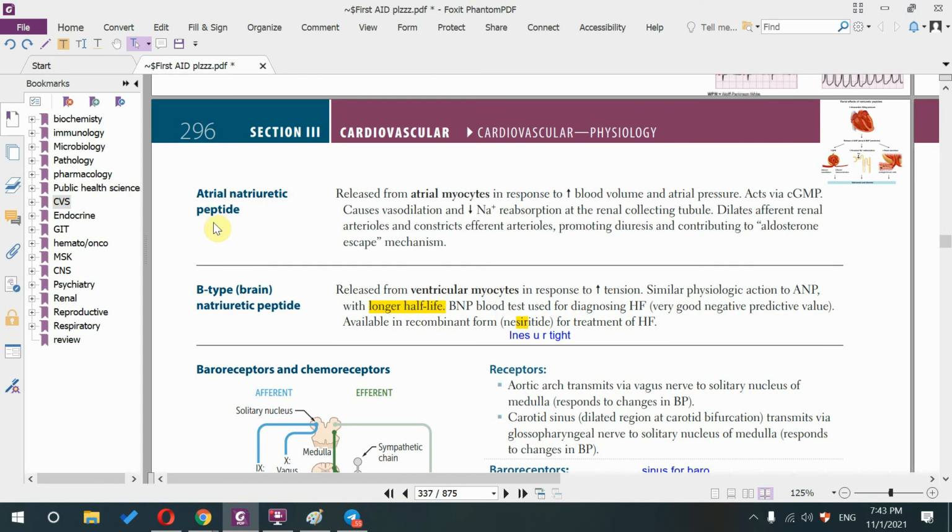Does it make sense, guys? Awesome. Good. Happy to see that. Okay, if it does not make sense, I will be explaining the exact same thing in renal and again in endocrinology. So the BNP, the B-type brain natriuretic peptide.